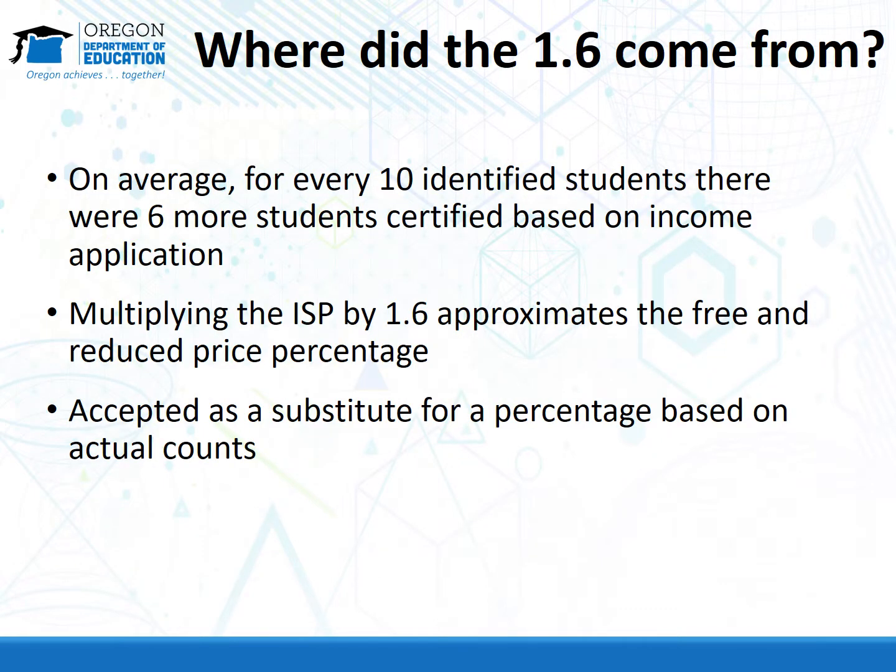Where did the 1.6 come from? Analysis showed that on average for every 10 identified students, there were 6 more students certified based on income applications. Multiplying the identified student percentage by 1.6 approximates the free and reduced price percentage, accepted as a substitute for a percentage based on actual accounts.